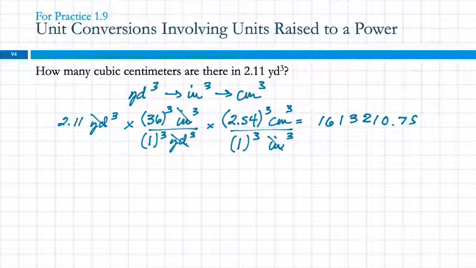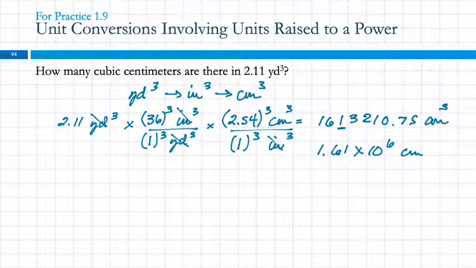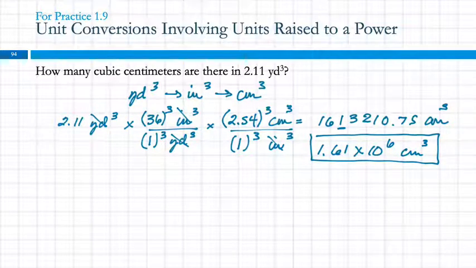So my calculator is giving me this horrible number. 1613210.75. How many significant figures should it have? 3, because I started with 3. 161. But I can't just round this to 161. Most scientific calculators will change between scientific notation and decimal notation for you. And so you can take advantage of that and just change to scientific notation and then round it. So this is 1.61 times 10 to the 6th cubic centimeters. Any questions?